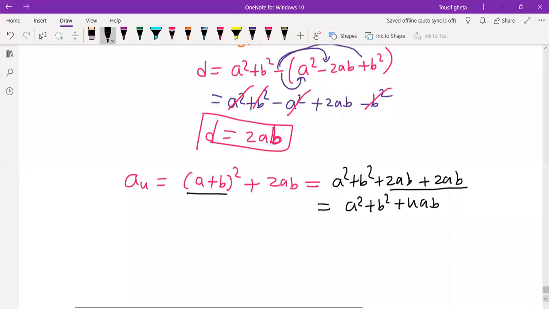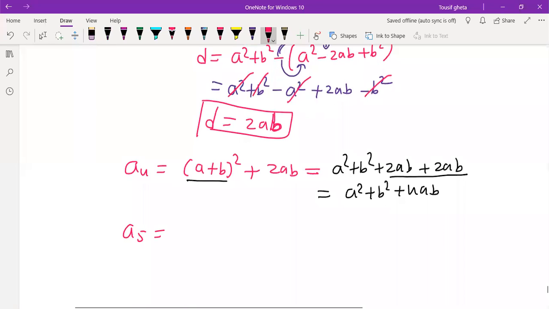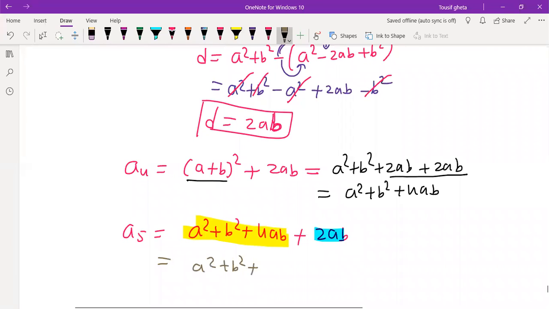One more term we should find, the fifth term. So a5 is equal to, the previous term is given here, a square plus b square plus 4ab, and this 2ab will be added. This one is the previous term, correct? And d will be added to this. So finally we will get a square plus b square, 4ab plus 2ab, what will we get? 6ab. Correct? Understood?